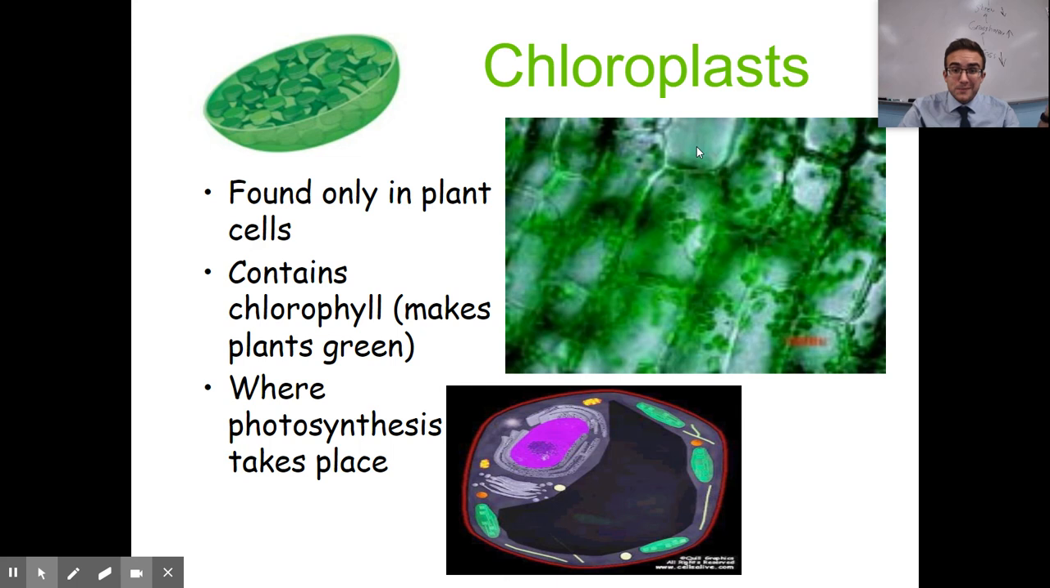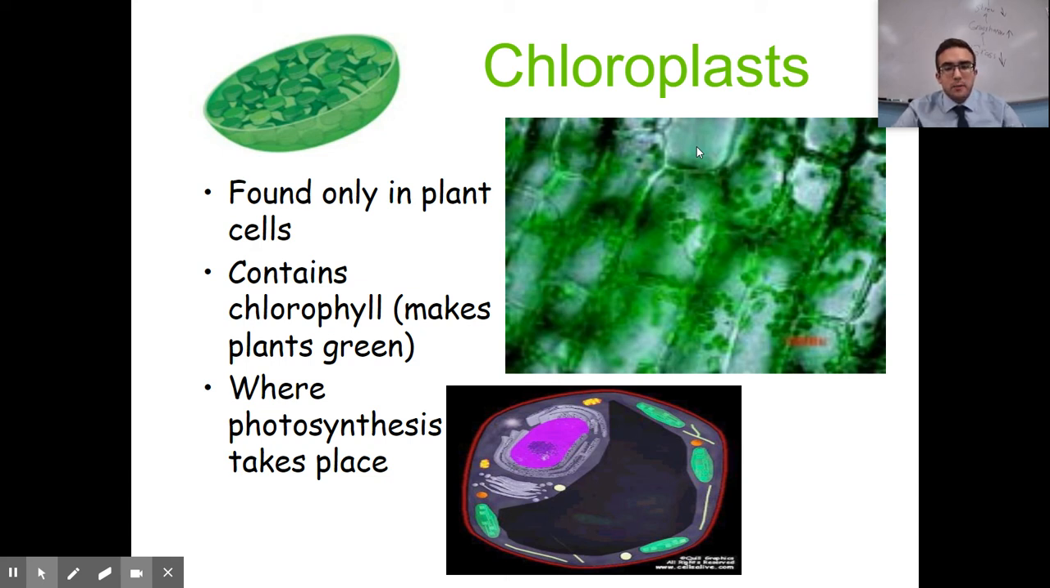And then also the chloroplast, which is for photosynthesis. This is where that happens. It happens inside the plant cells, inside the chloroplast. Again, they're only found in plant cells. They contain chlorophyll, which is what makes plants green, and it's where photosynthesis takes place.